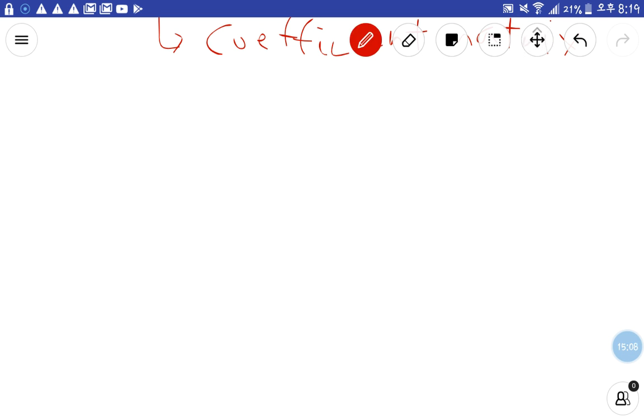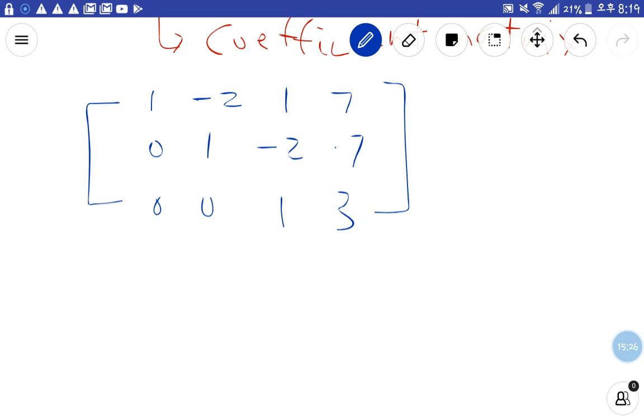On page 547, in your last part, you may see 1, negative 2, 1, 7, then 0, 1, negative 2, negative 7, then 0, 0, 1, and 3, right? That's what we call row echelon form. You should remember. So when do we call it a row echelon form?